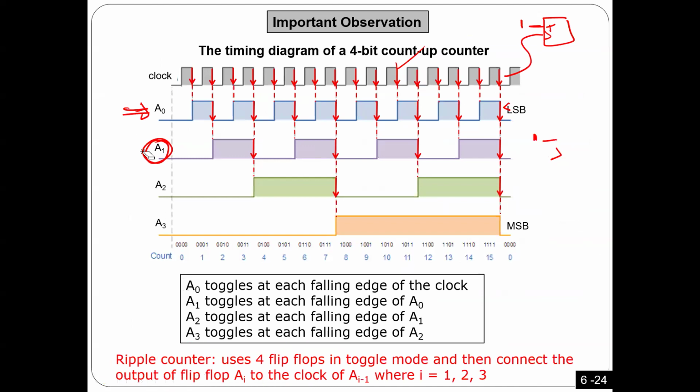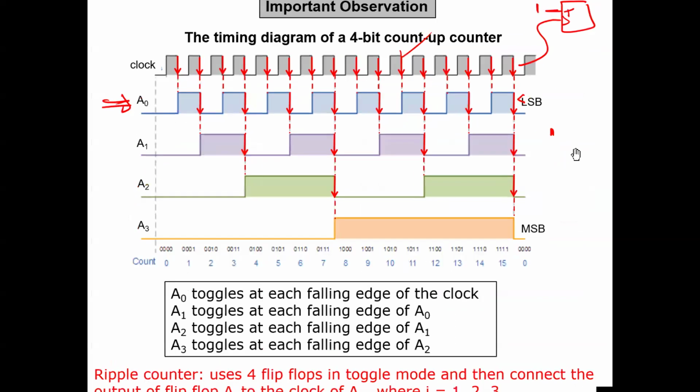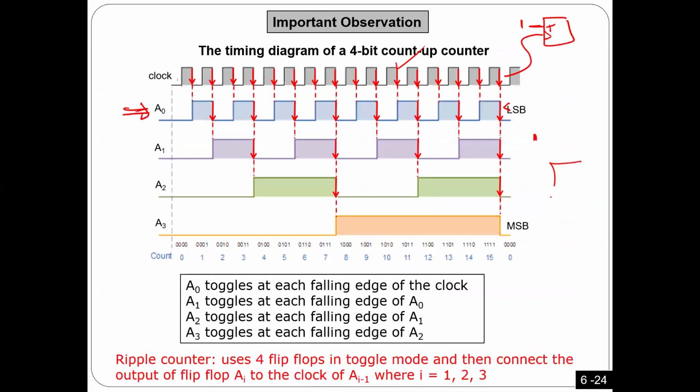Again, it's the same thing. How can I get this signal here from A2? You will find it's exactly the same thing. If you have a flip-flop with T equal to 1, toggling all the time, and this signal, A1, is actually the clock for it, you will get this signal.